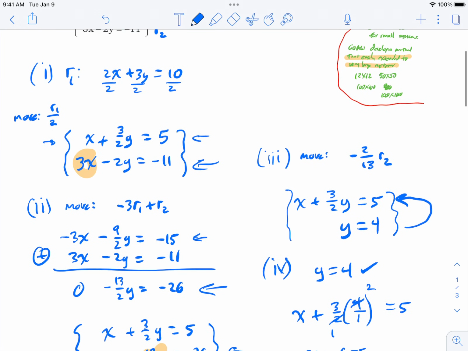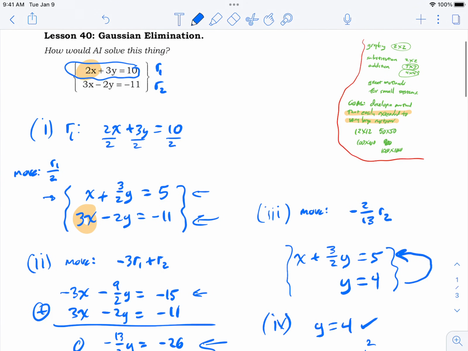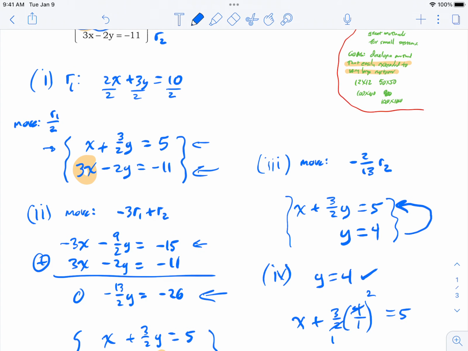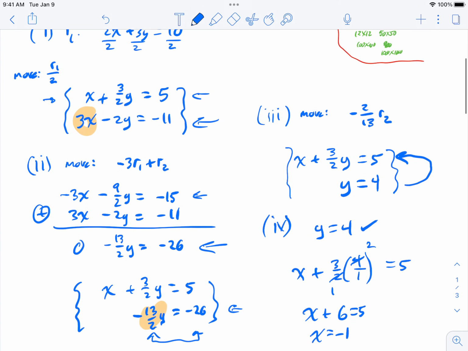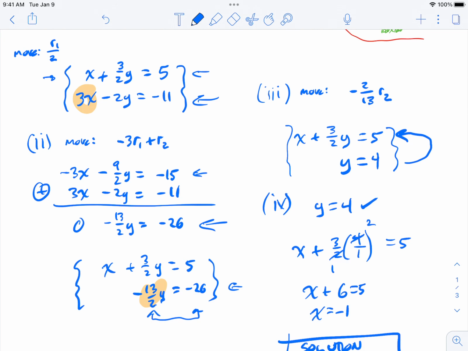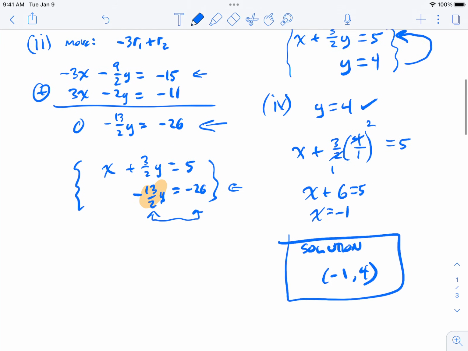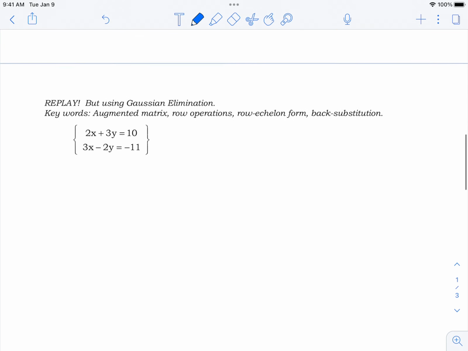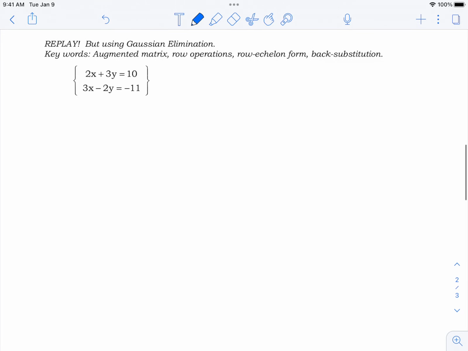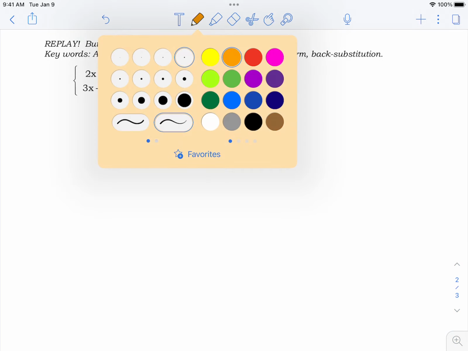Pretty cool method, huh? Again, it's easily extendable. That's the value. Okay, it's a little fractiony. You may have noticed, it gets a little fractiony, but that's okay. Now I want to do a replay. This is the same problem, but I want to be more official about it.